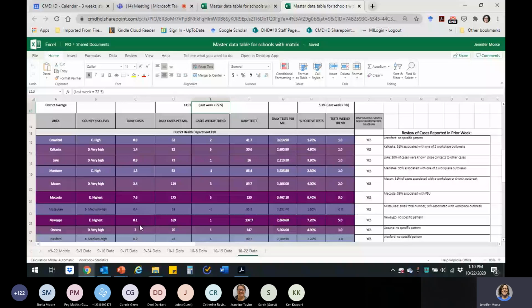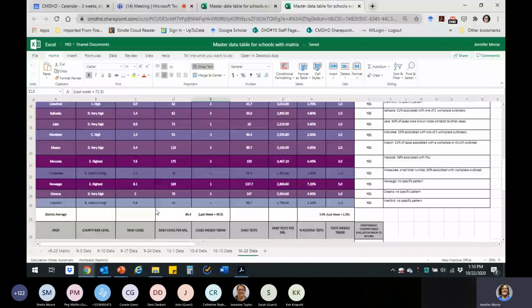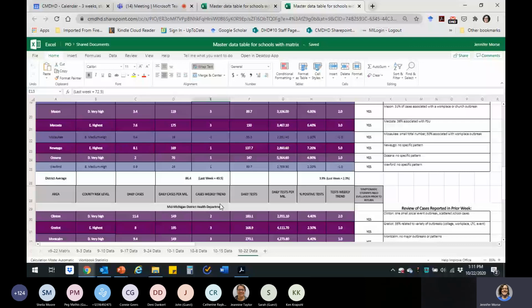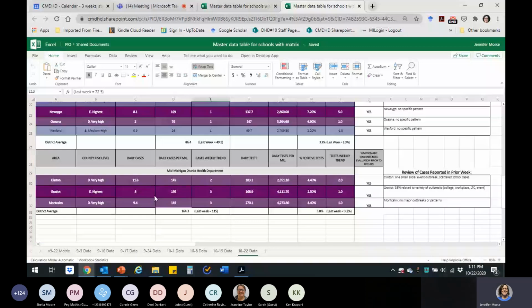Newaygo, there really isn't a major specific pattern with Newaygo that I can pull out at this point from the past week's worth of data. Let's see where else. Missaukee, they really have had a very few total number of cases, and about half of them was associated with one workplace outbreak. So there's been scattering outbreaks associated with workplaces, with events. Mid-Michigan District, Clinton has had some scattering of some school cases. Other counties have had some school outbreaks and cases as well, but Clinton really has not had any major outbreaks or anything. They just have a variety of cases.